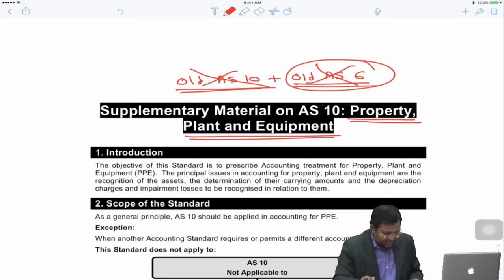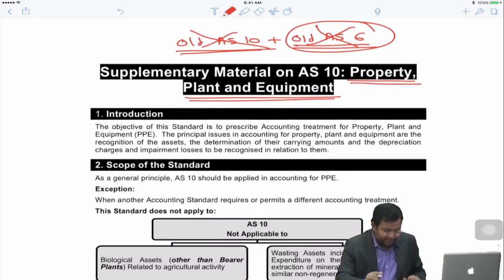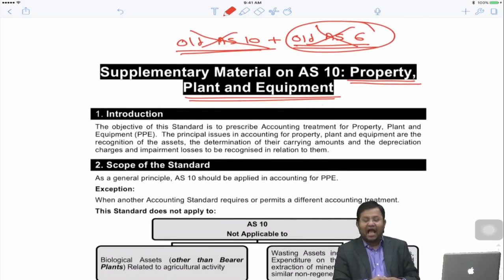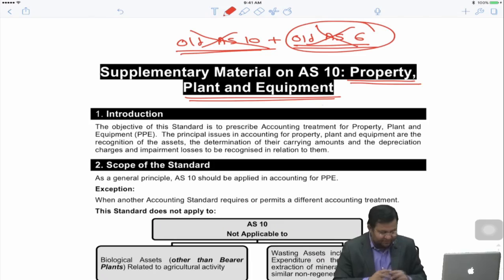We go ahead with understanding of AS10. Property, plant and equipment. Now this is dealing with tangible fixed assets as well as it is dealing with providing depreciation on tangible fixed assets. It is dealing with what? Both accounting of fixed asset as well as what? Depreciation on tangible fixed asset. Both the issues are covered by accounting standard number 10.